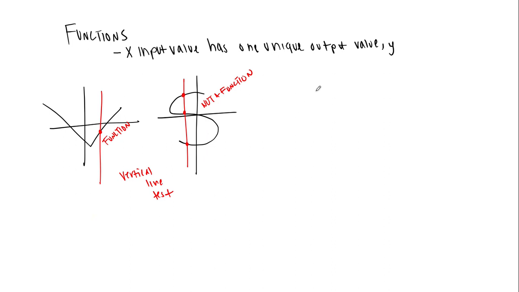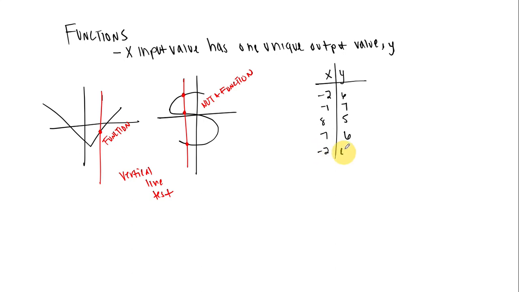If I had a table or ordered pairs, what am I looking for to determine if it's a function? Well, all I have to do is look at the x values. If none of the x values repeat, then I know every x only has one y value. Doesn't matter if there's the same y's. Remember, I only care about the x values.